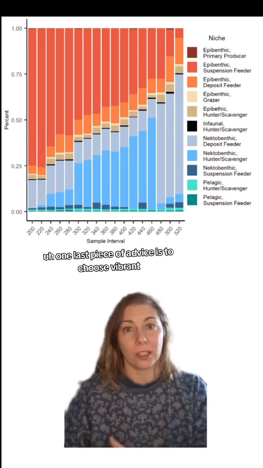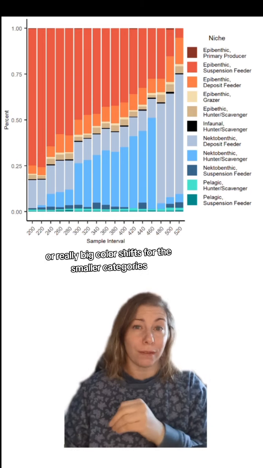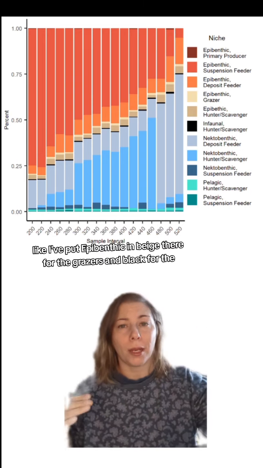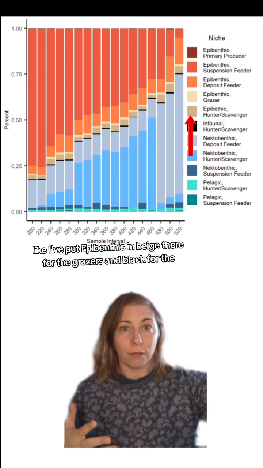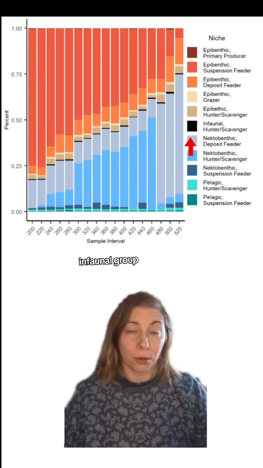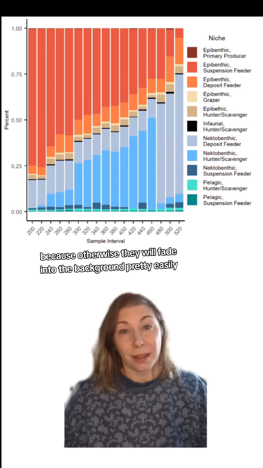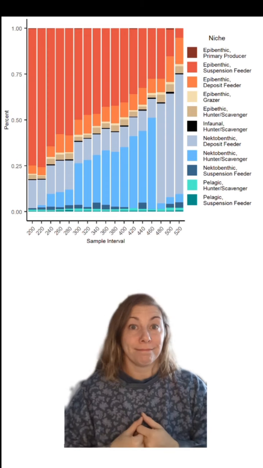One last piece of advice is to choose vibrant or really big color shifts for the smaller categories. Like I've put epibenthic in beige there for the grazers and black for the infaunal group because otherwise they will fade into the background pretty easily. There you go.